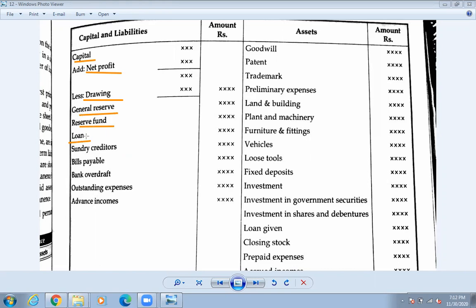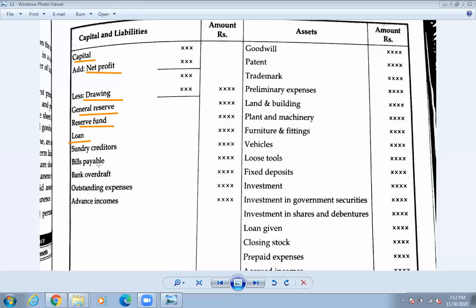Where do we write the loans? Loan means you need to pay to someone. So what is that called? Liabilities, I told you, isn't it? Whenever you need to pay to someone, that is called the liabilities. So loan is also recorded in the liabilities. Creditor, so capital and liabilities, a creditor is payable, they are the creditors. So bills payable are also in the liabilities or the capital side. Payable.